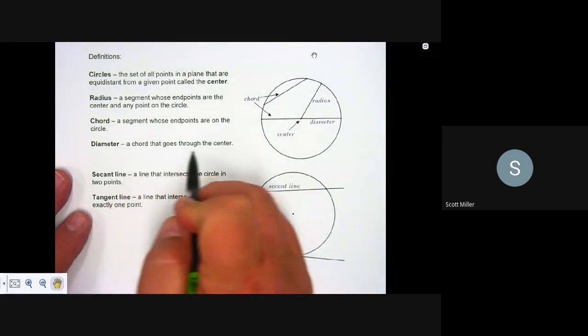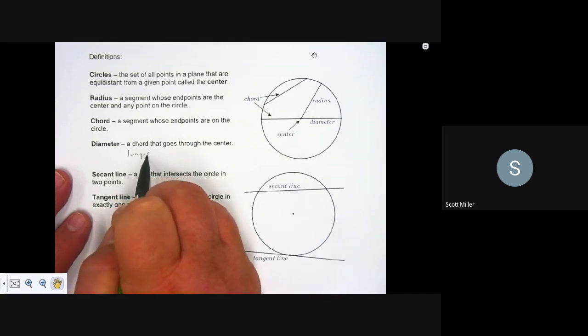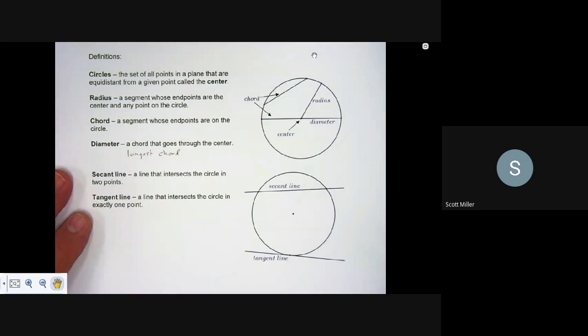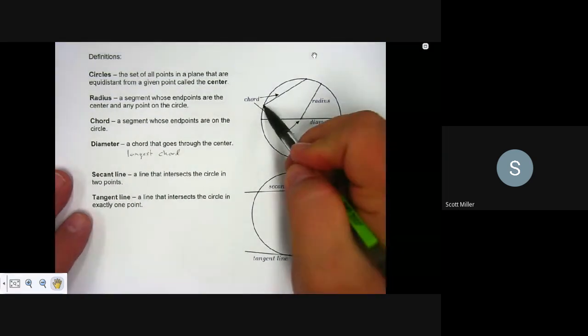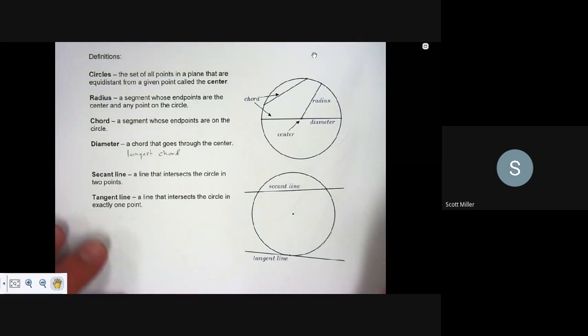A diameter is a chord that goes through the center. It is also the longest chord. All other chords are smaller. This is a chord. As long as the two endpoints are on the circle, you have drawn a chord.